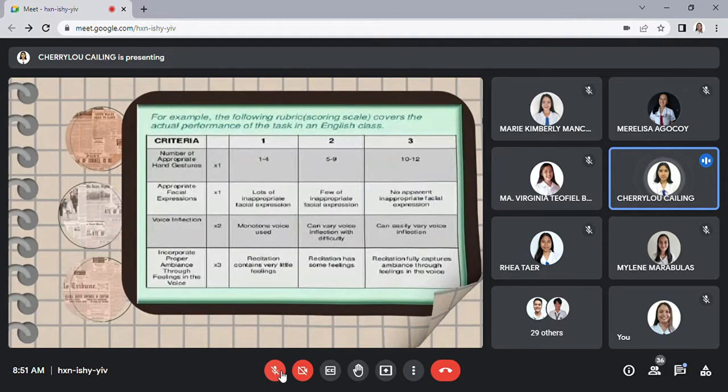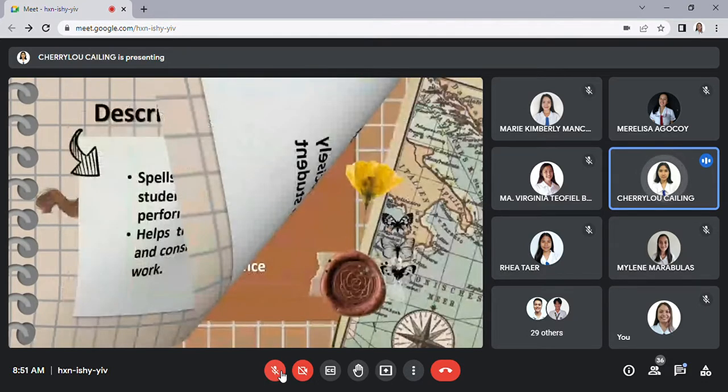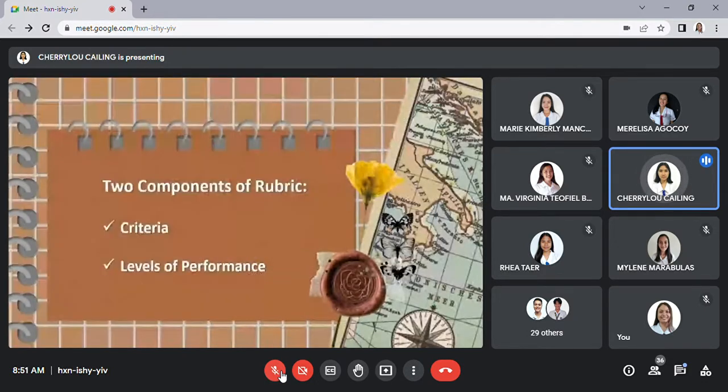So, let's proceed to the 2 components of rubric, namely criteria and levels of performance. So, what is criteria? Criteria is a standard or principle for judging, evaluating, or selecting something. On the other hand, levels of performance means assessed skill development in academic or other areas such as adaptive functioning, behavior, cognition, etc.